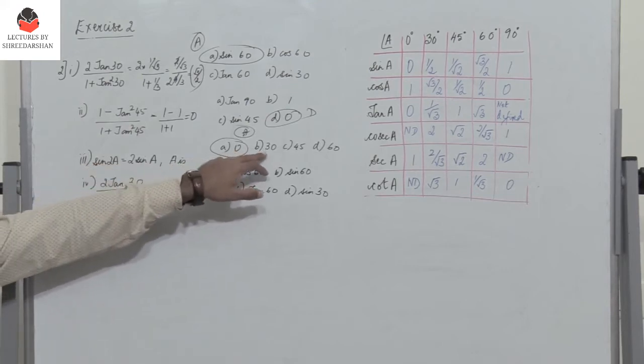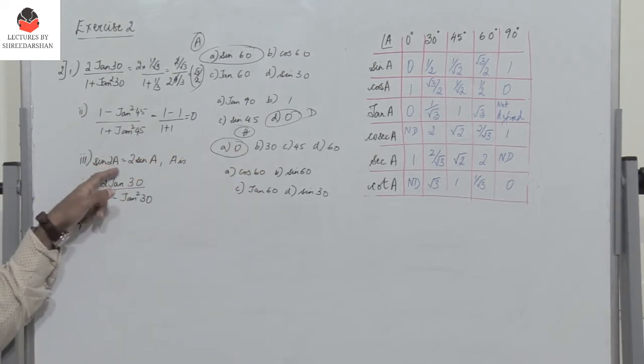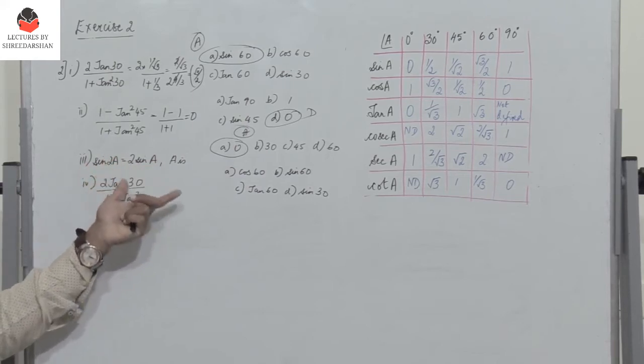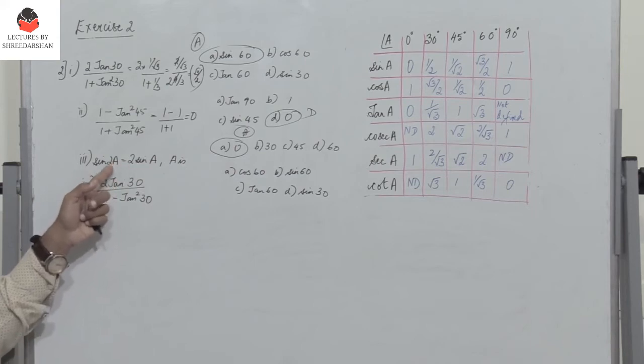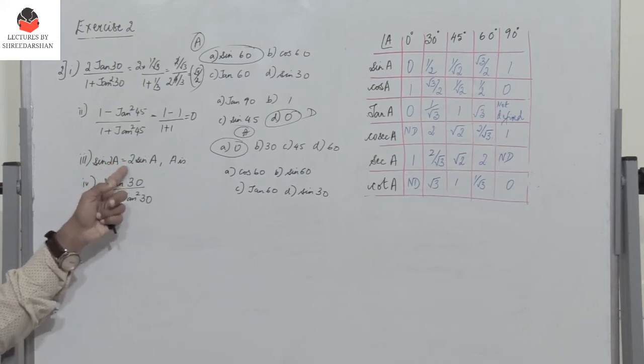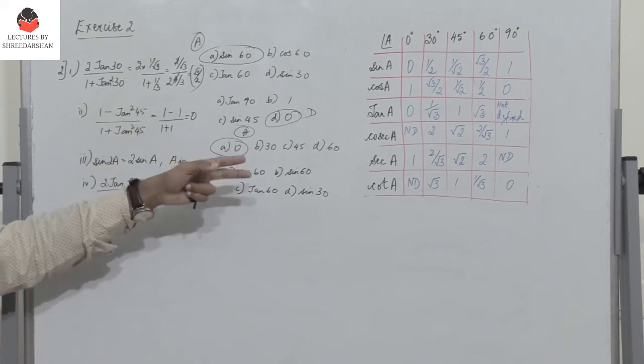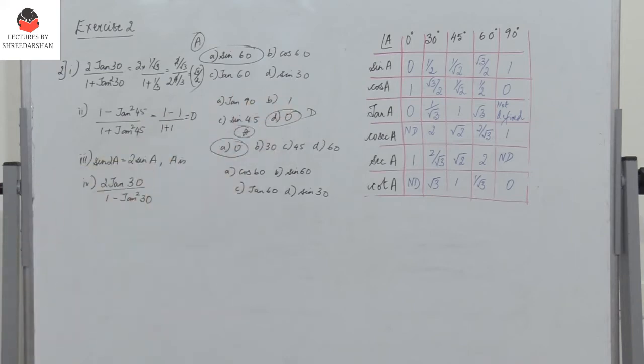You can try it for all other possibilities. If I take 30, sine 60 is not equal to 2 sine 30. So definitely not. And even 45, 45 into 2 is 90, so sine 90 is not equal to 2 into sine 45, which is 1 by root 2. Right? So we observe that A is the only option, where the value of A can only be 0.